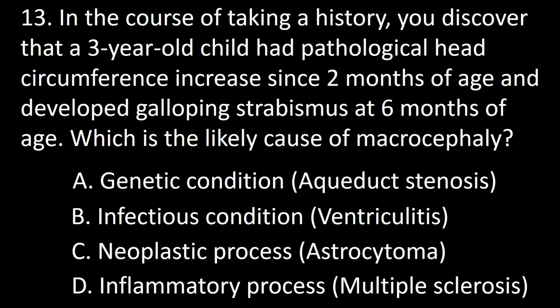Next question. In the course of taking a history, you discover that a 3-year-old child had pathological head circumference increase since 2 months of age and developed galloping strabismus at 6 months of age. Which is the likely cause of macrocephaly? A. Genetic condition, aqueductal stenosis. B. Infectious condition, ventriculitis. C. Neoplastic process, astrocytoma. D. Inflammatory process, multiple sclerosis.